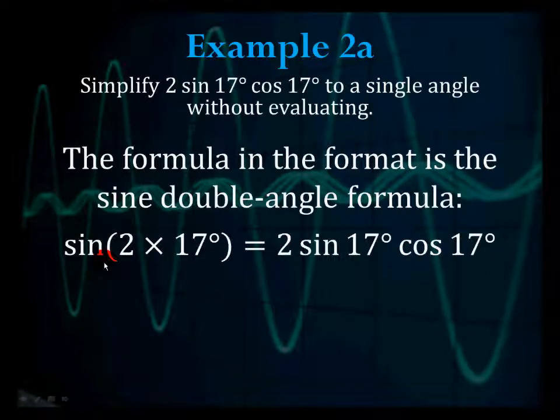That means to simplify it to a single angle, we're going to take a look at this side. So we're looking at the sine of 34 degrees. So basically we're going backwards. If you see 2 sine alpha cosine alpha, remember that means the sine of 2 alpha.